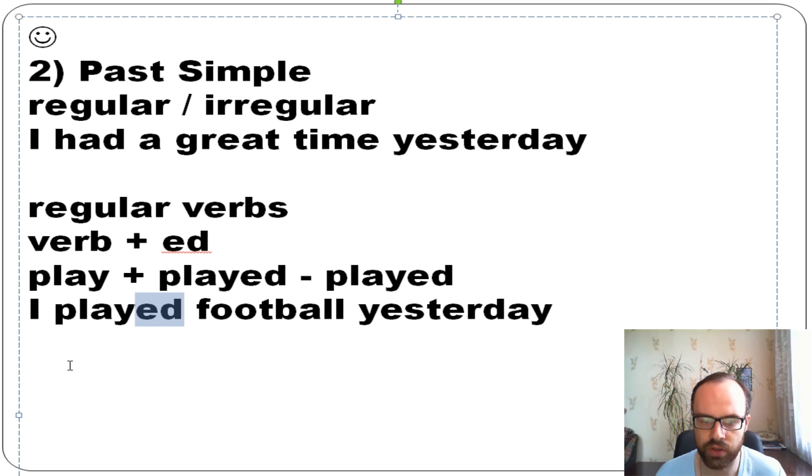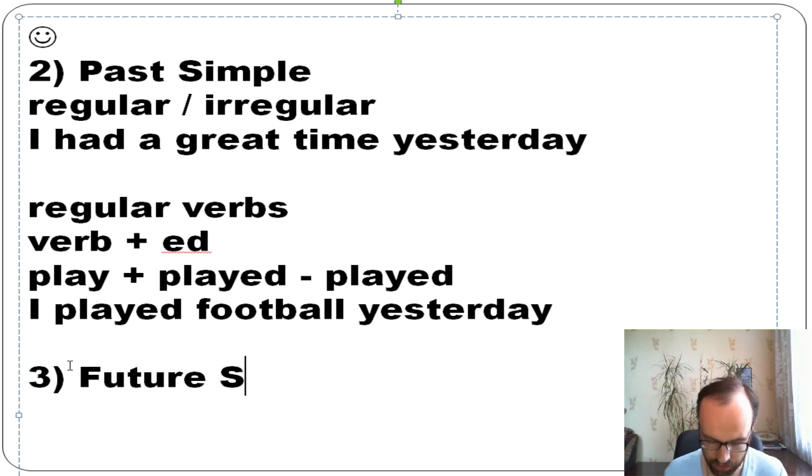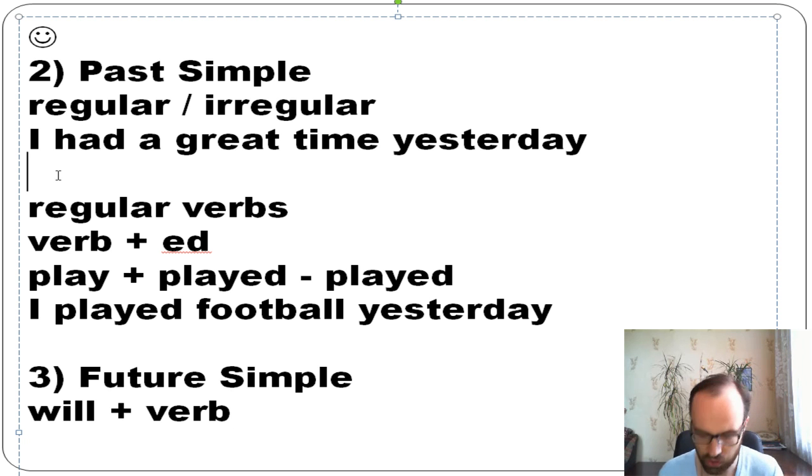I played football yesterday. And for future simple, if you look at future simple, you need to use will plus verb. Please, will plus verb.